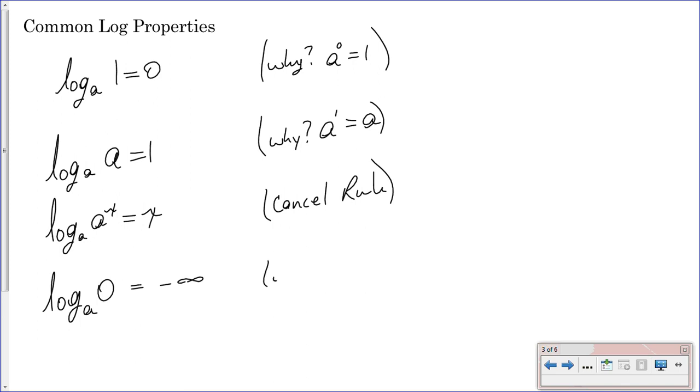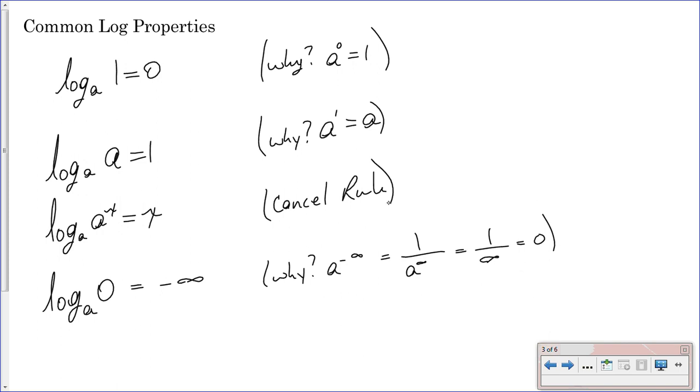Why does this equal negative infinity? Well, because A raised to the negative infinity equals 1 over A to infinity, which just equals 1 over infinity, which equals 0. Because remember, 1 divided by infinity is 0. And A to the infinity is a big number. So as the bottom gets bigger and bigger, this gets closer and closer to 0. So 1 over infinity is 0.